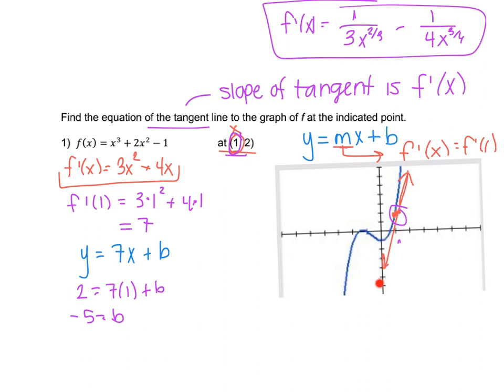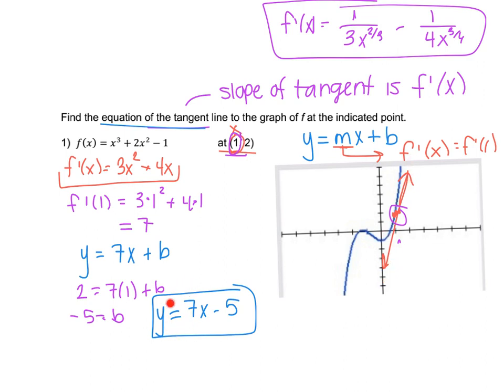-1, 2, 3, 4, 5. So this tangent line would cross the y-axis at -5, which lines up with our graph right there. So this equation of the tangent line, we found the slope by finding the derivative, because that's what derivatives tell us. So that would be 7x minus 5. So that's the equation of the tangent line on the graph right there.